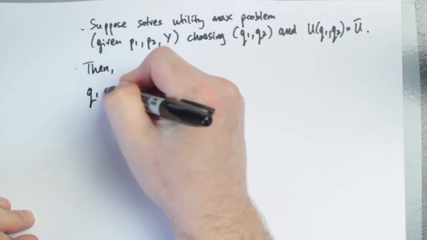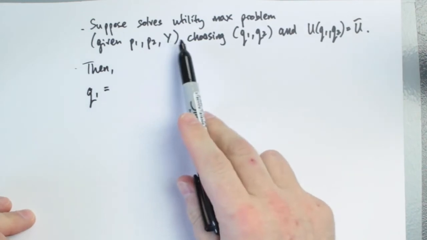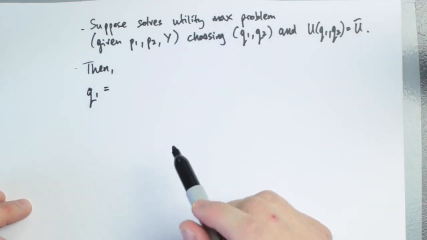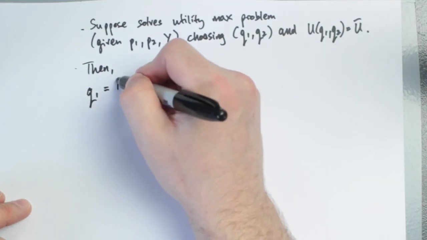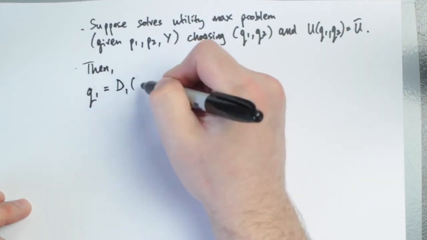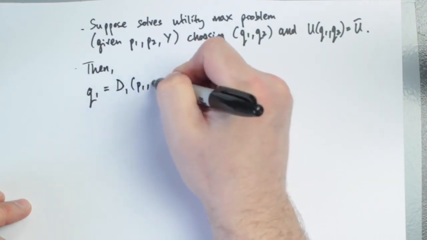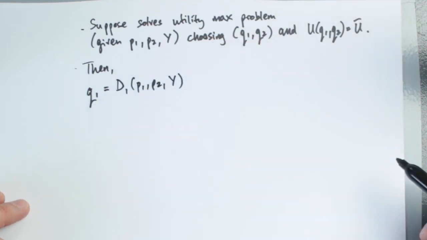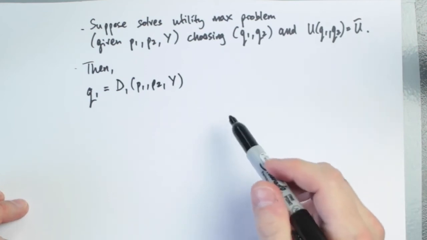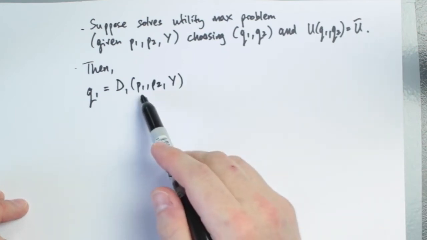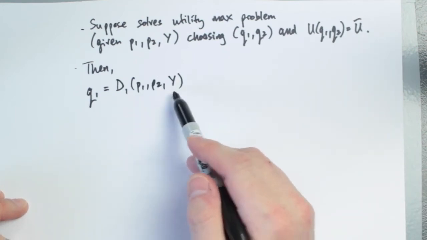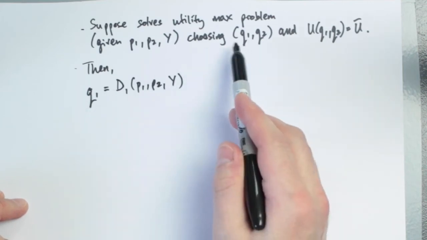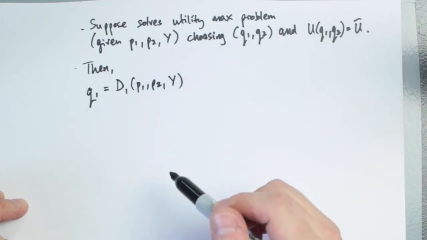Q1, well, we've also called the amount Q1 that solves the utility maximization problem the Marshallian, or uncompensated, or simply the demand for good 1. Okay, so if D1 is the demand function and we plug in P1, we plug in P2, and we plug in income Y, Q1, the thing that solves this problem, is what should pop out.